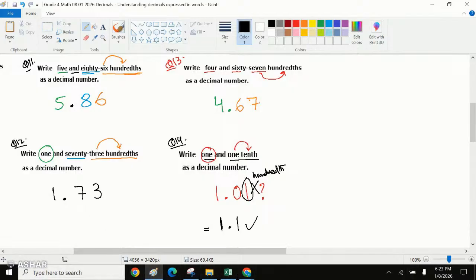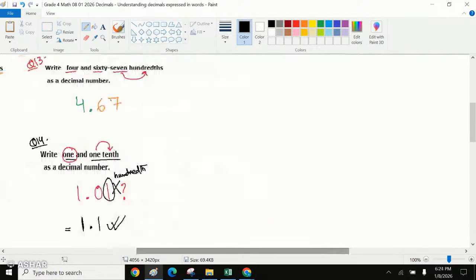I'm so sorry. Yes, May. We cannot write 1.01 because there was not a hundredths position. The question did not have a hundredths, right? The answer would be only 1.1. Thank you for finding my mistake.